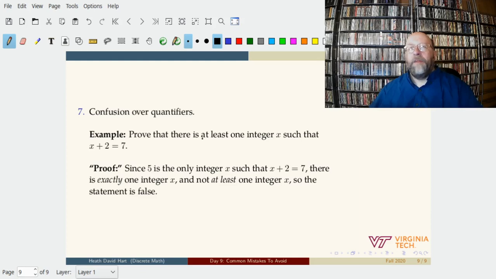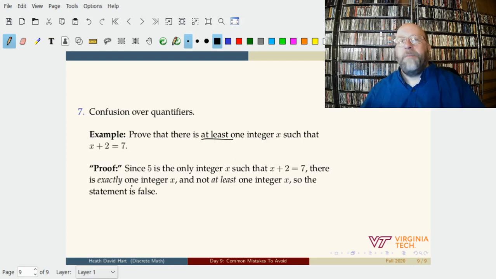Like a statement that says that there is at least one of something. Prove that there is at least one integer x, such that x plus 2 is equal to 7. And then the student responds, well, 5 is the only integer, such that x plus 2 is equal to 7. And so there's exactly one integer x and not at least one integer x. So the statement is false.